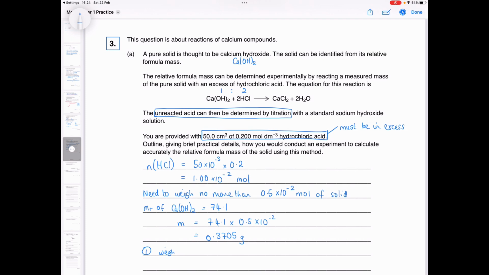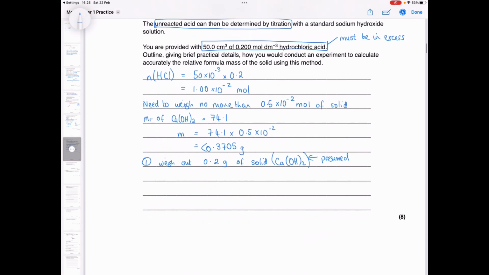So weigh out, so it's got to be less than that. So I say that we want to weigh out, let us say, 0.2 grams of solid, and it's presumed that. That's the first thing we need to do. And then we're going to react that with our acid.